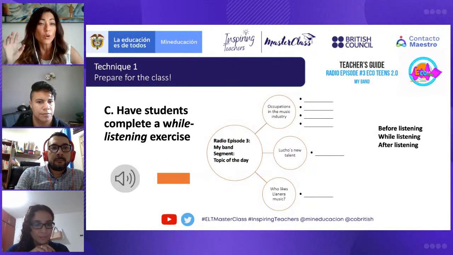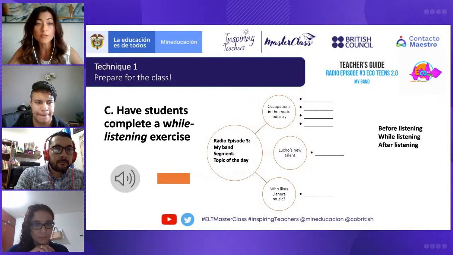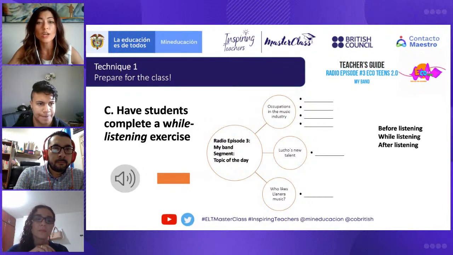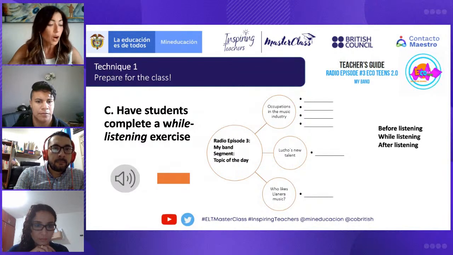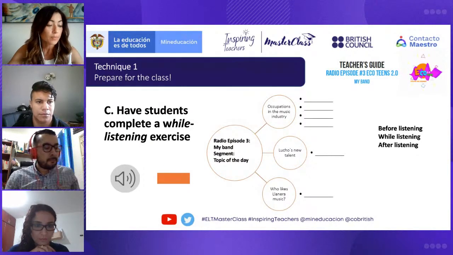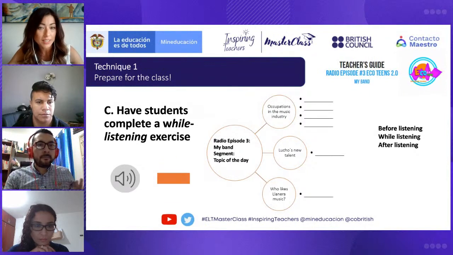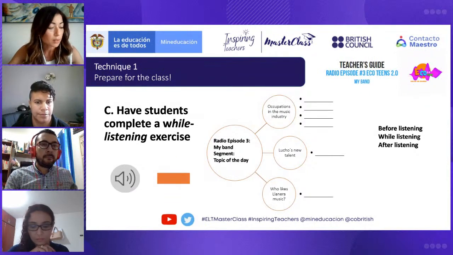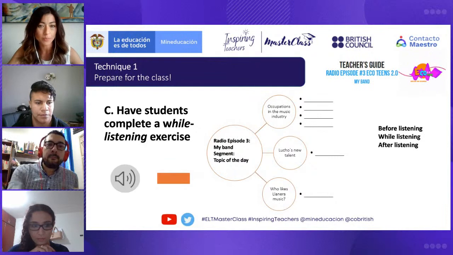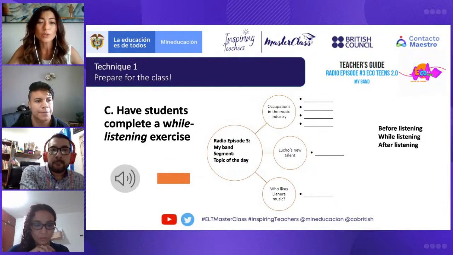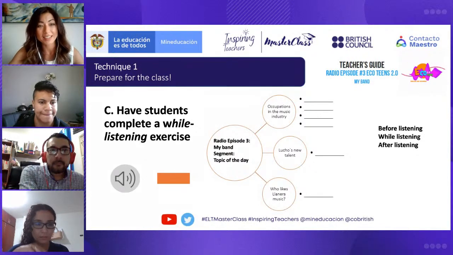is focus your attention on the different information that this graph is asking you to pay attention to. So, for example, the occupations in the music industry, also Lucho's new talent, and the last one, who likes genre music, right? So why don't we have a listen and then we check the answers.